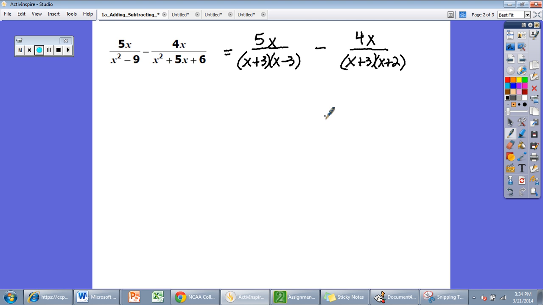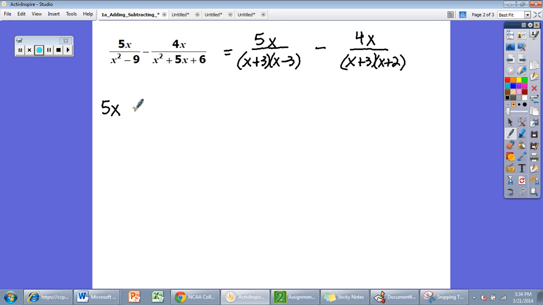So what we should notice here is that in order to have a common denominator, we're actually going to have 3 terms in our denominator. It's going to be x plus 3 times x minus 3 times x plus 2. So what we're going to have to do is multiply our first fraction by x plus 2 over x plus 2 and multiply our second fraction by x minus 3 over x minus 3.